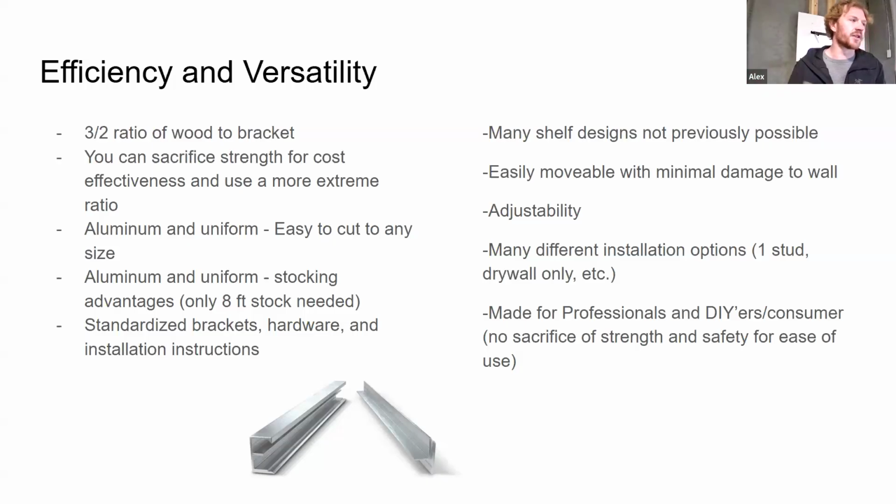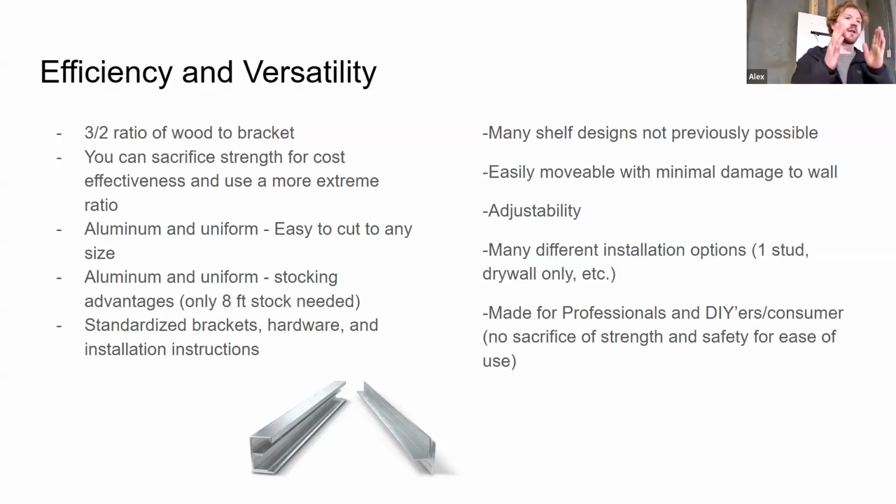You can sacrifice strength for cost effectiveness here and use a more extreme ratio. You can go 50%, or even more extreme. If you did want to sacrifice some of that load capacity, usually a 2-foot bracket you can do with a 4-foot shelf without sacrificing much load capacity at all, really.